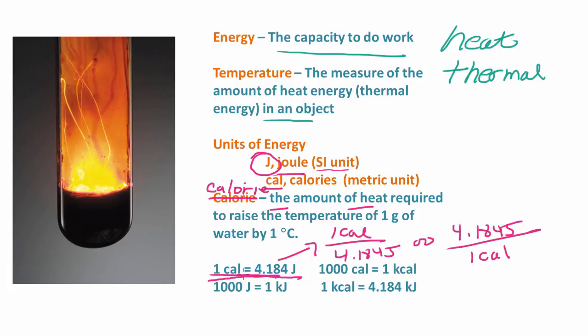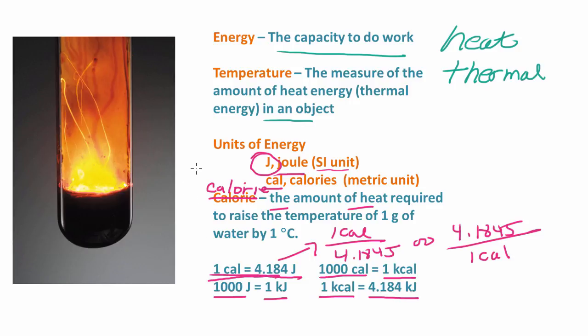Now, if we have 1,000 calories, that's going to be a kilocalorie. And a kilocalorie is equivalent to 4.184 kilojoules, and that's because 1,000 joules is equal to a kilojoule. Okay, so practice some of these problems and get used to the units.